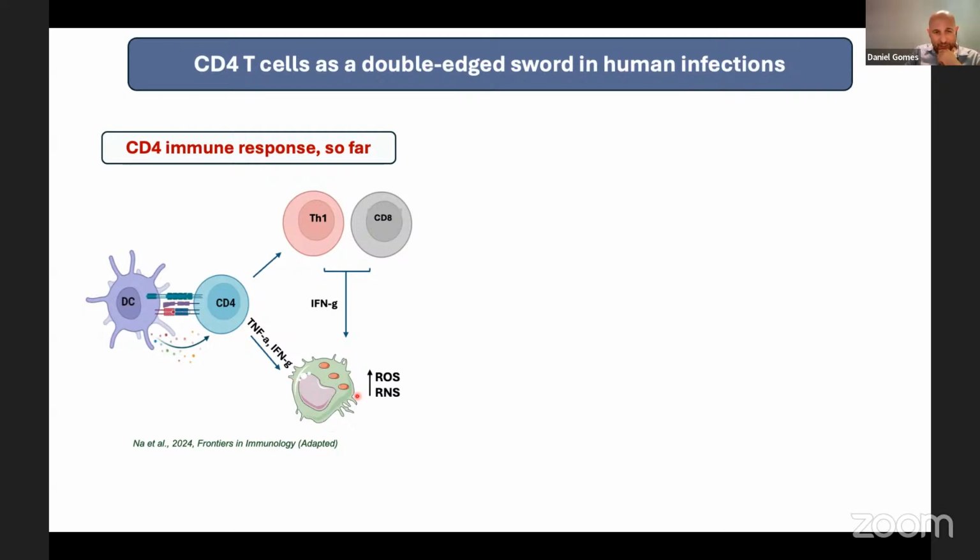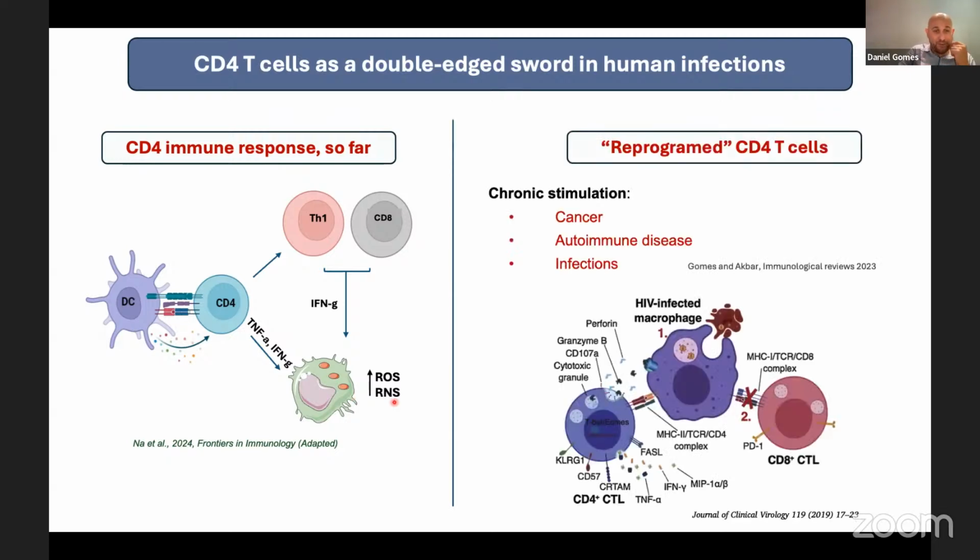But one thing that is very well known, especially in virus infection, is that during chronic activation, the CD4 can be reprogrammed, and this reprogramming is very well associated with the acquisition of the ability to mediate cytotoxicity. Basically, CD4 under chronic stimulation can be a proper cytotoxic cell and can also express senescent markers, as I mentioned before, here represented by KLRG1 and by CD57.